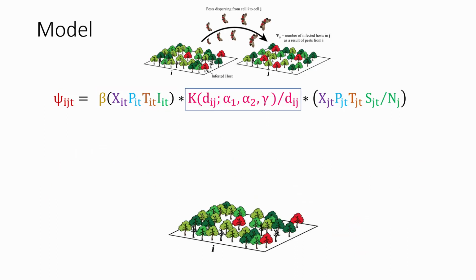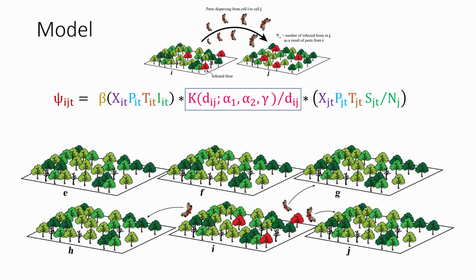Now I'll focus on the dispersal process. Those pests want to find new hosts somewhere, which can be other susceptible hosts in the cell or hosts outside of the cell. Here I show some of them leaving cell I. These pests land in other cells. Then they need to look for suitable hosts within those cells.